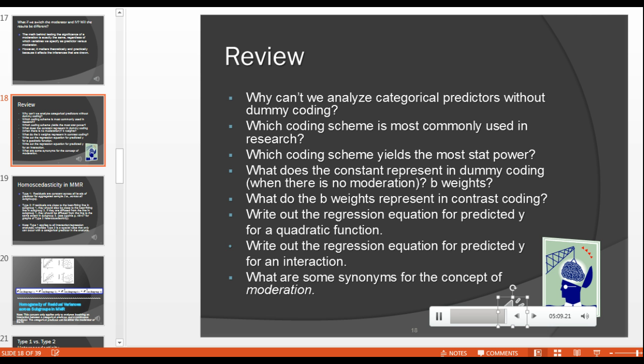What are some synonyms for the concept of moderation? Remember, we have interaction, we have a conditional effect, and we have a multiplicative effect. So those are all the different ways to think about the concept of moderation.